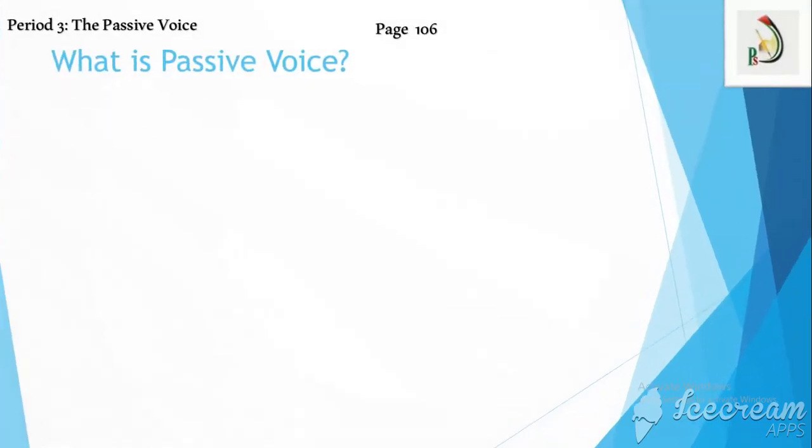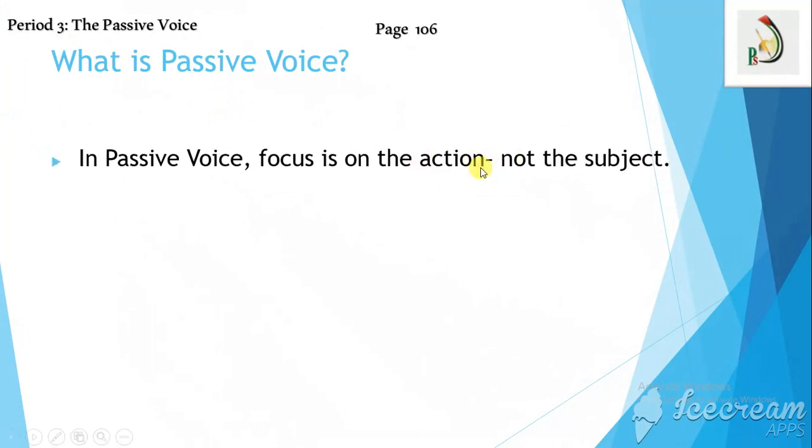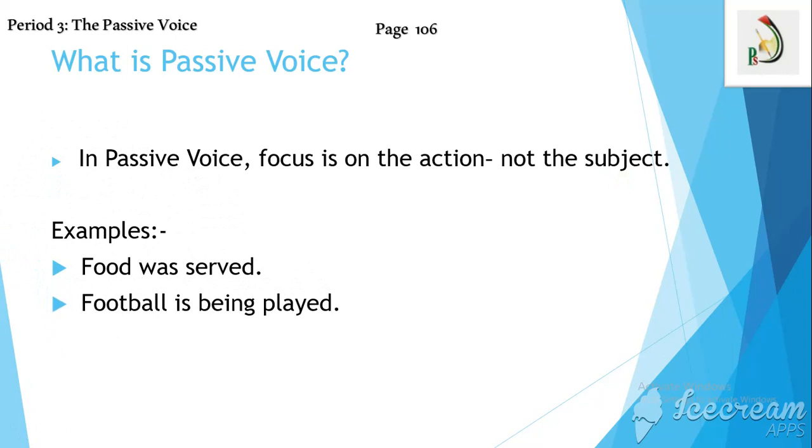Passive voice is not new for grade 11 students. What is passive voice? In passive voice, the focus is on the action, not the subject. How? Examples are: food was served, football is being played, Zoom class has been given.